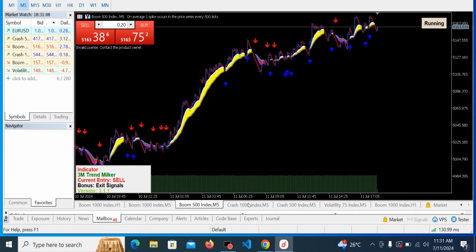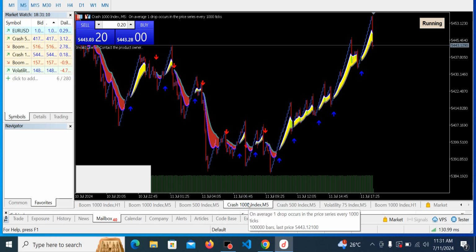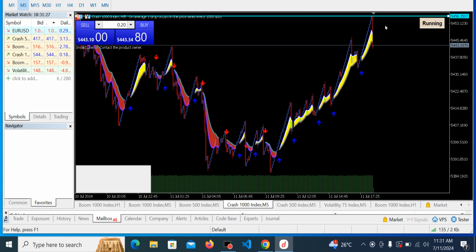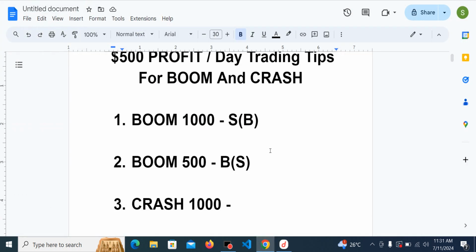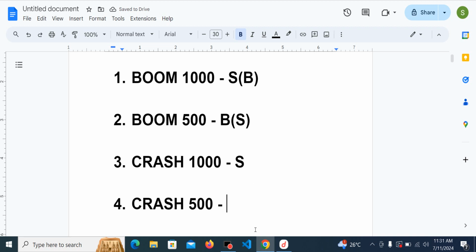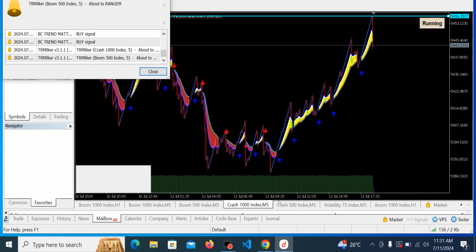Let's check out crash 1000. Crash 1000 had got to this support zone and was unable to break out from there, so it started a buy trend right from there. So it has been buying since then. It has gotten to this resistance zone. It has not been able to break out from there, so it is most likely for it to go back on downtrend right from there. But you need to wait for the necessary signals before you go fully into it. However, if it breaks out above there, it will continue to buy. Okay, so this is very important.